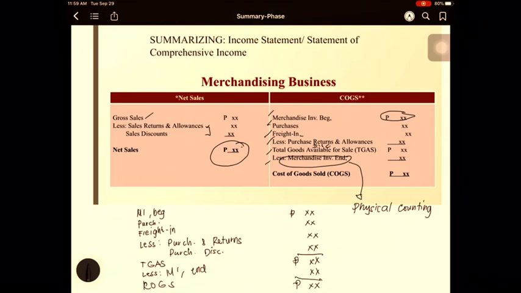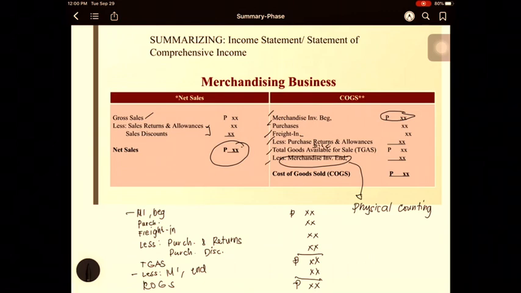So merchandise inventory beginning, where do we get the amount of this merchandise inventory beginning again? The amount is lifted from the unadjusted trial balance. The amount of the inventory in the unadjusted trial balance is the merchandise inventory beginning. On the other hand, your merchandise inventory end, there's no other way for you to determine that but to conduct a physical counting of the inventories that are left in the shelves or in the storage of the business now.